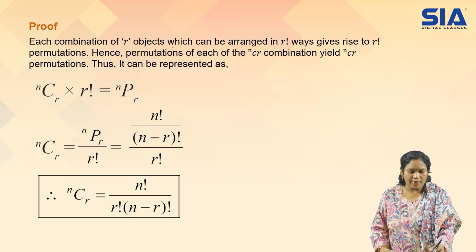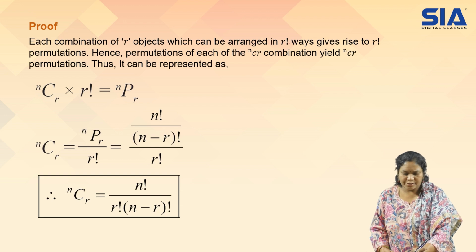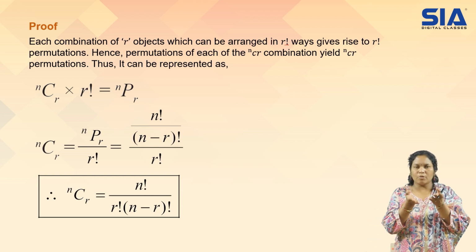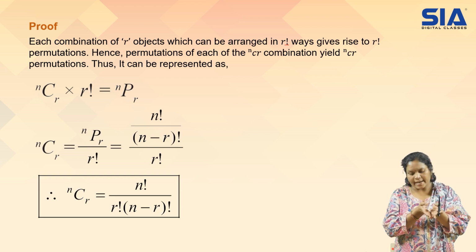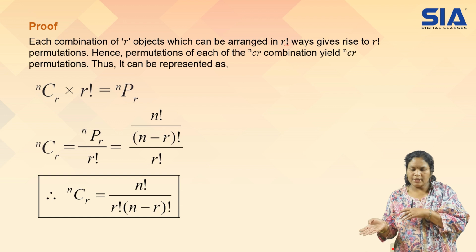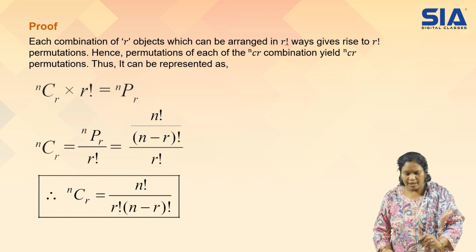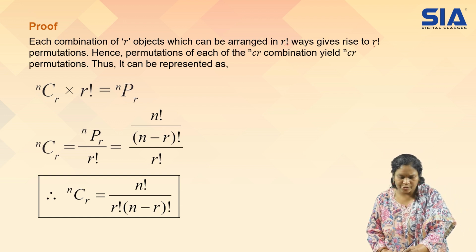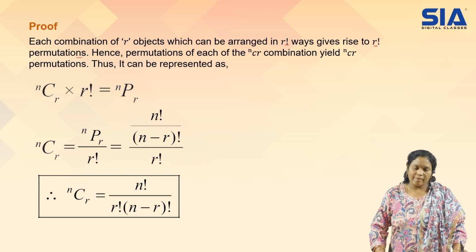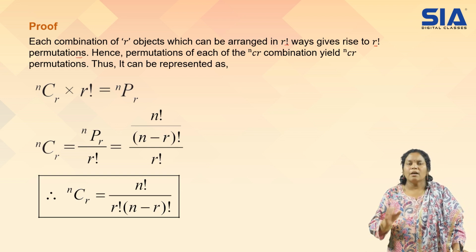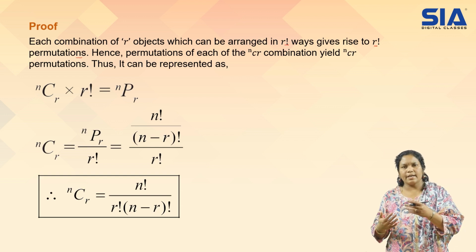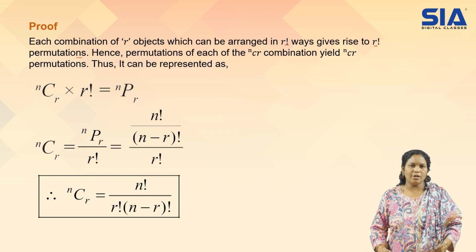Each combination of R objects can be arranged in R factorial ways. Say I have 10 balls, as I said just now. To arrange them, if you take the factorial, we get the different arrangements. So R factorial ways give rise to R factorial permutations. Permutation means taking one particular thing and rearranging it again and again with other combinations.